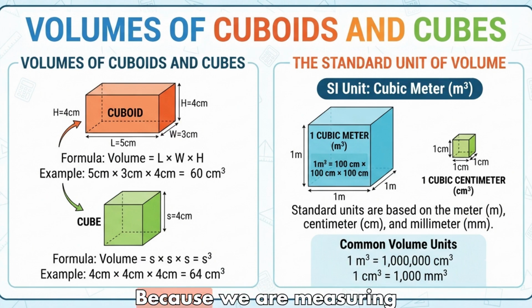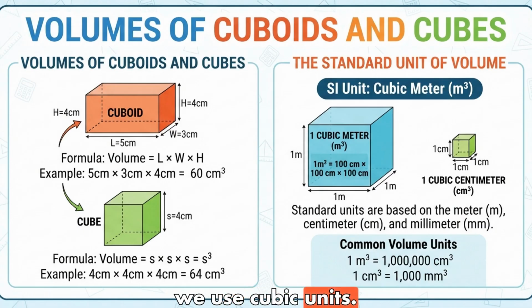The standard unit. Because we are measuring three-dimensional space, we use cubic units. The most common unit is the cubic meter. Imagine a box that is 1 meter long, 1 meter wide, and 1 meter tall. Everything that fits inside that box is 1 cubic meter.